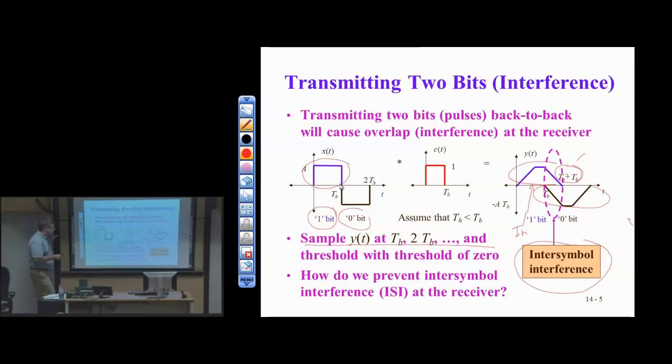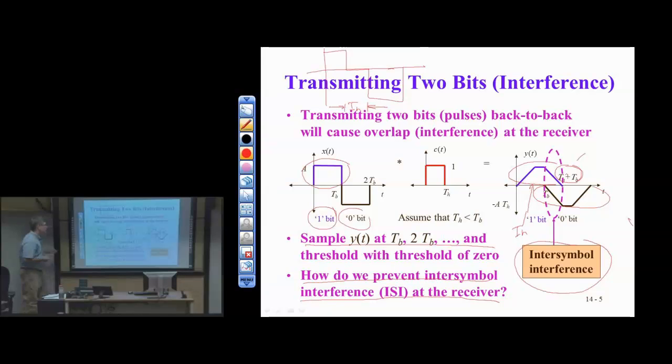Okay, so I asked you what are the two ways to prevent intersymbol interference. One way was to add a guard interval between the two bits. What does that mean? It means that I transmit one bit, wait, and then transmit the next bit. And this guard interval will be T sub H seconds.